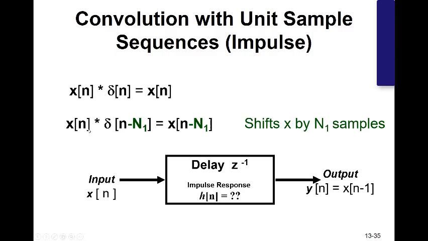Now notice when we say we're going to shift x by N1, what that means is whatever was at index position n equals 0 in x sub n will now be positioned at capital N1 after we do this convolution. So it's shifting the 0 point, the reference point, over to be now at position N1. And as a result, moving all the sample values the same amount.